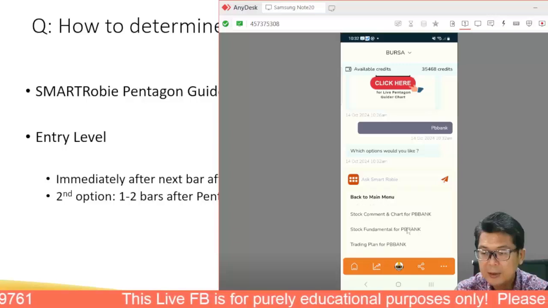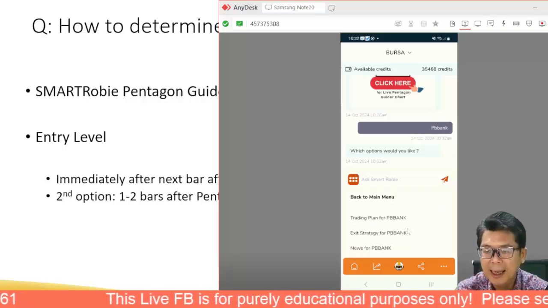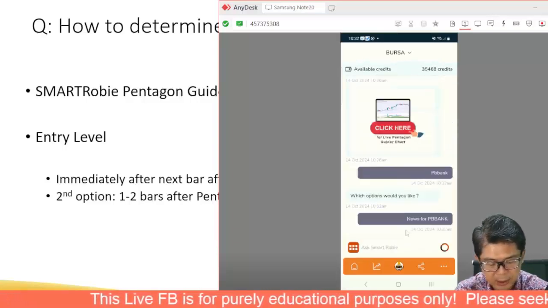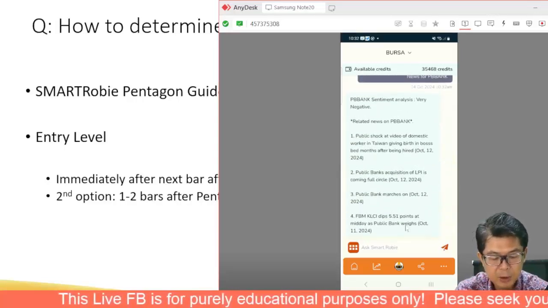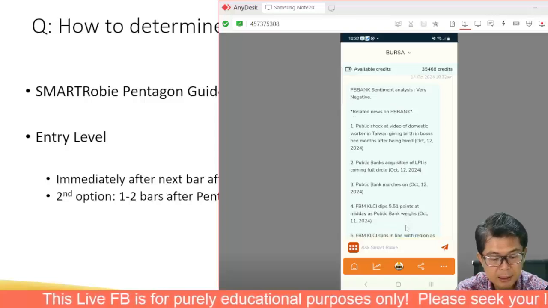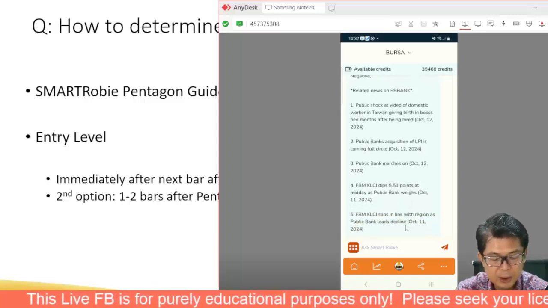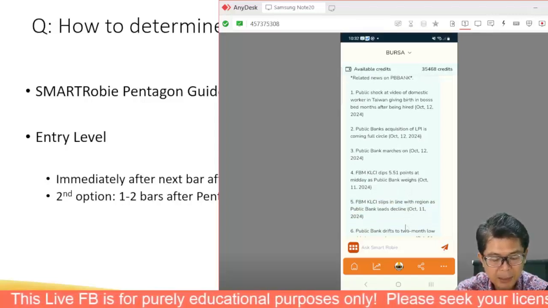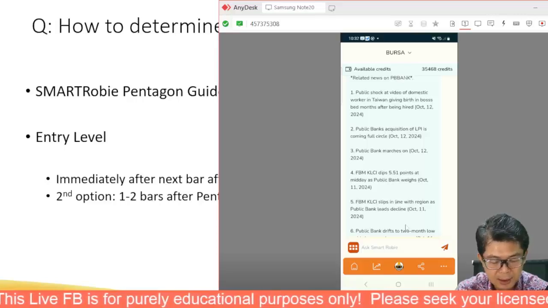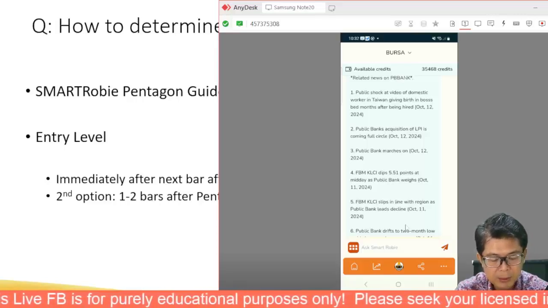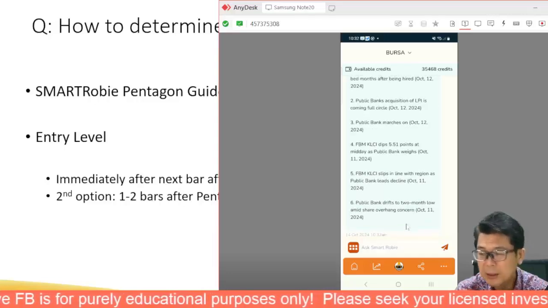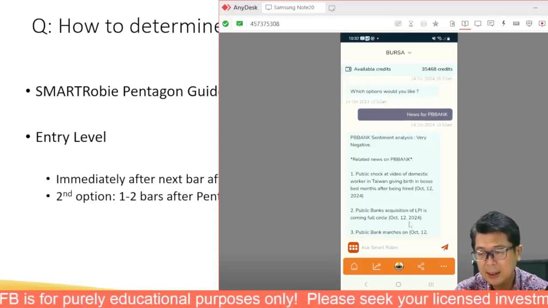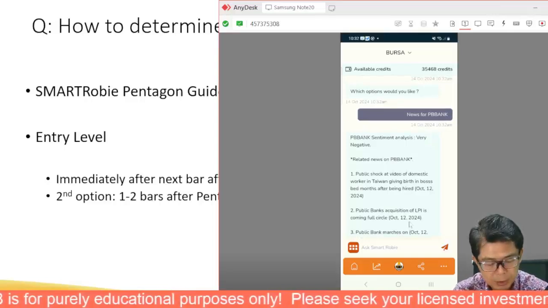All right, that's my phone. You've got stock fundamental, trading plan, exit strategy, and news. Let's take a look at the news, which generally we will look at. And you can see Public Bank, okay, this is the acquisition of LPI, Public Bank marches on, KLCI dips 5 points because of Public Bank, and 2-month low of overhang. So these are the news that the SmartRobie tries to pick up too.